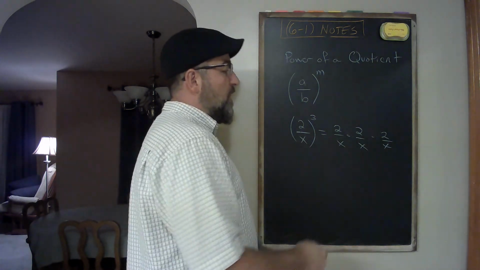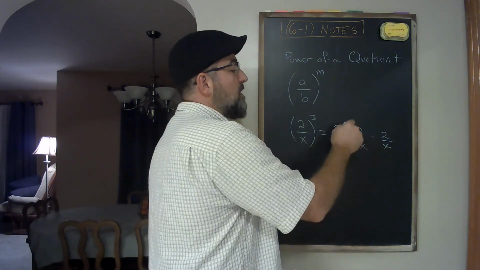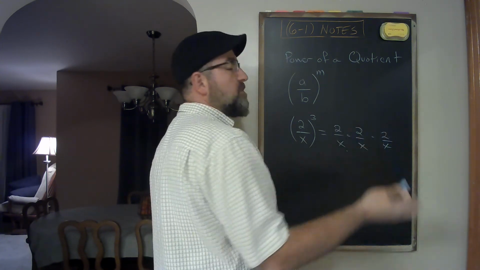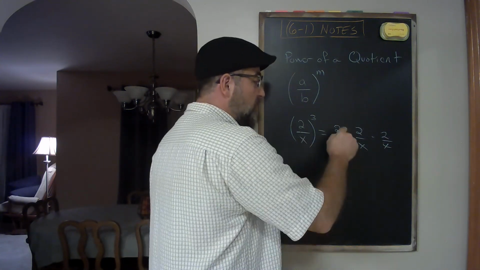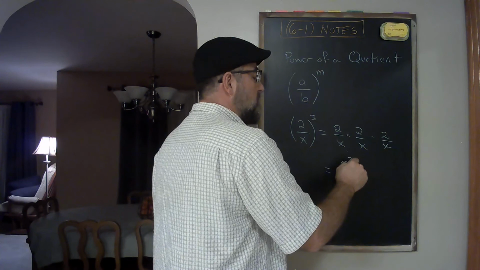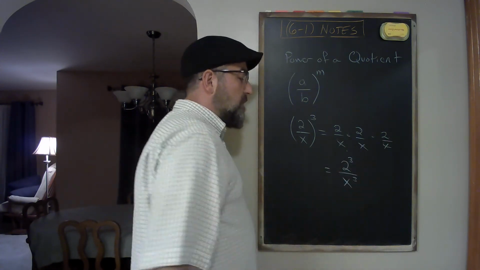When we're multiplying fractions, we multiply numerators together and denominators together, and we look to see, are there any common factors? In this case, there aren't. So we multiply what's left. So we end up with 2 times 2 times 2, which is 2 to the third, over x times x times x, which is x to the third.